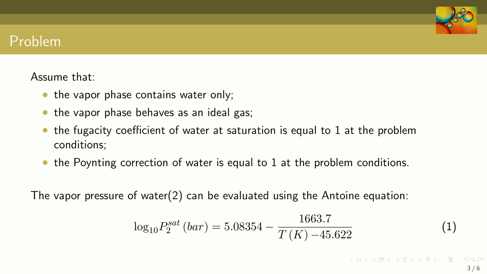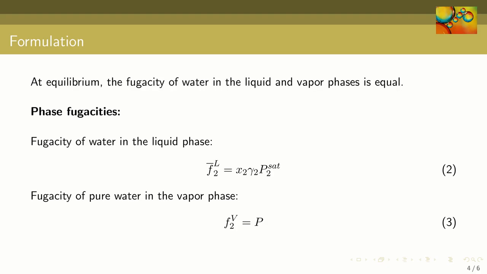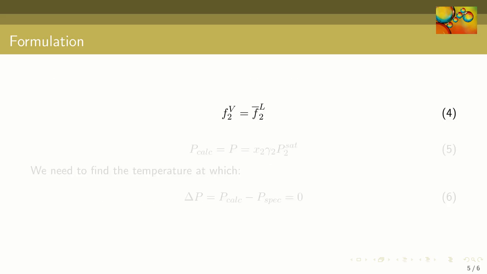At equilibrium, the fugacities of water in the liquid and vapor phases should be equal. The fugacity of water in the liquid phase is given by its mole fraction times the activity coefficient times the vapor pressure. In the vapor phase, the fugacity of water is equal to the system's pressure because the vapor phase only contains water and the vapor phase is an ideal gas. Equation 4 represents the isofugacity condition.